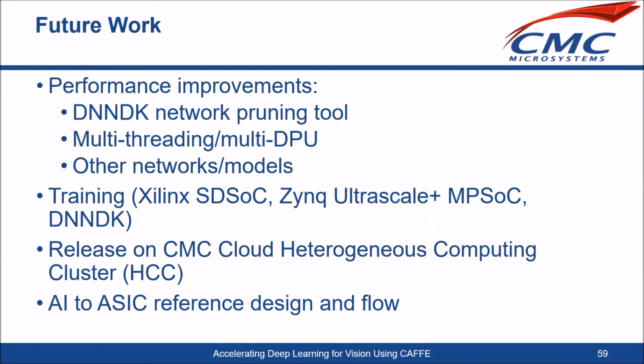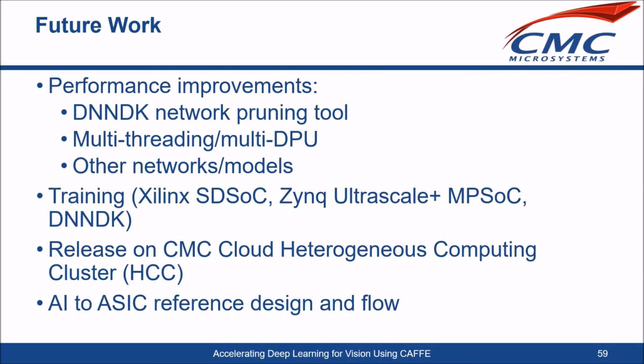In terms of future work and development, we'll continue to explore this environment and look at performance improvements, including introducing the network pruning tool to improve performance, and looking at the DPU core supporting multi-threading. And as I mentioned, multiple DPUs on the same FPGA fabric. So we'll look at accelerating algorithms using multi-threading and multi-DPUs. We'll also look at implementing other networks and models on the same infrastructure.